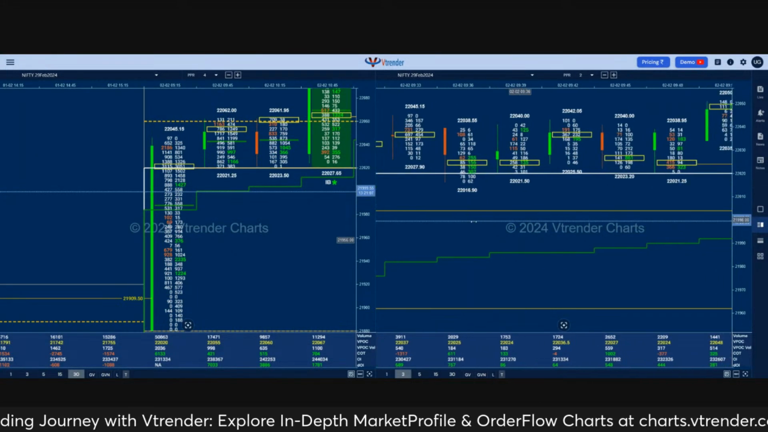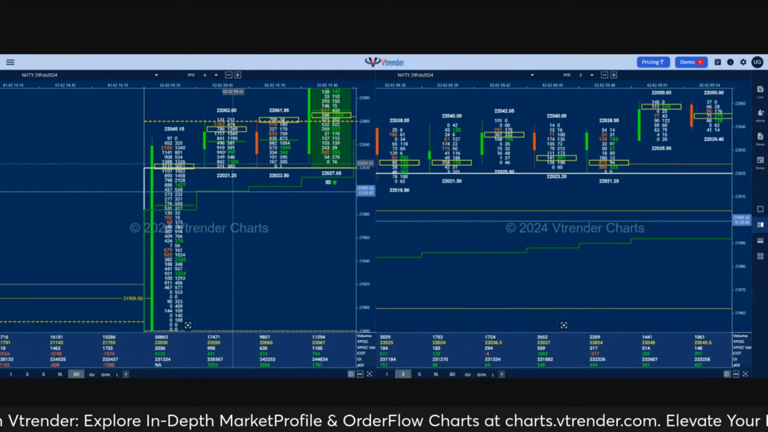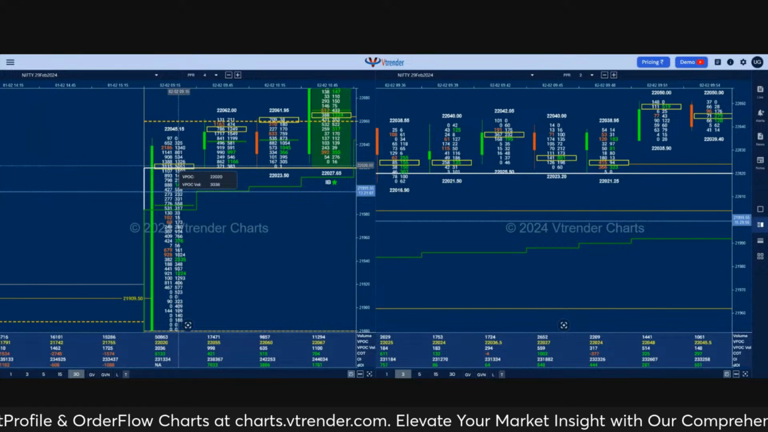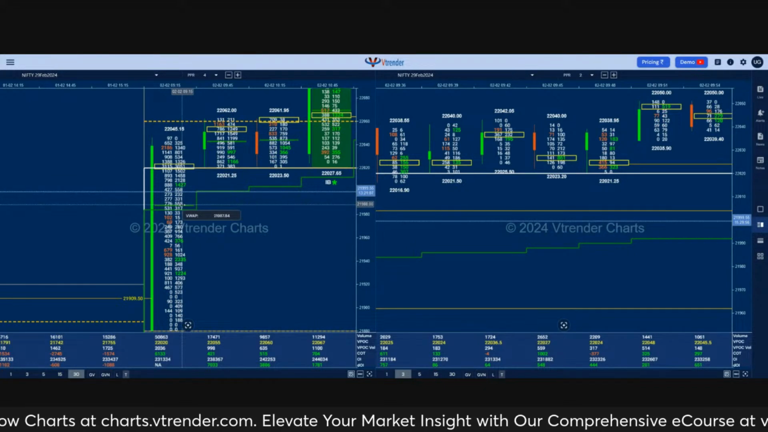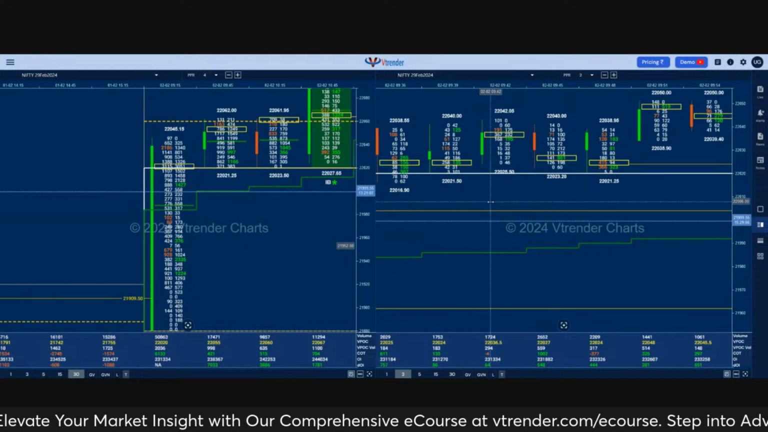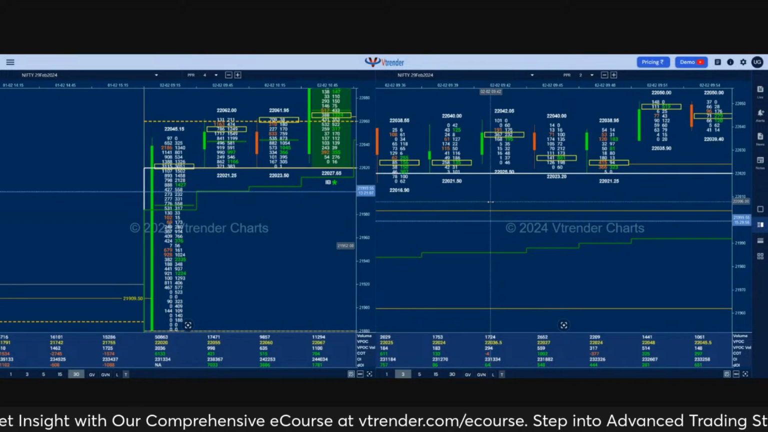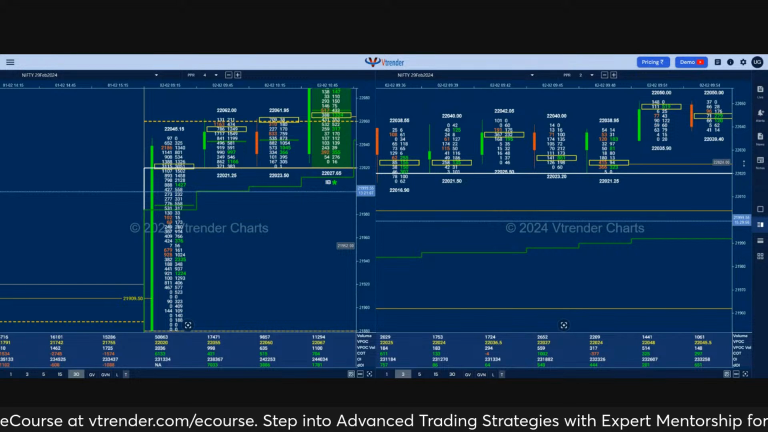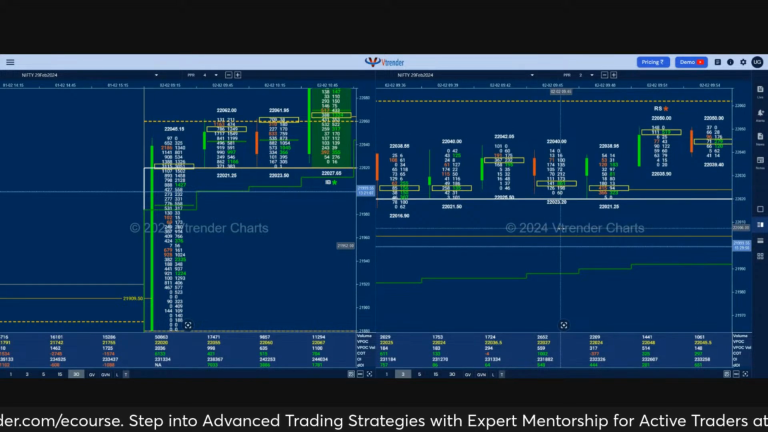So 9:15 to 9:45 is the A period. Once the A period gets over, we have these two references which I had told. 22020 is the POC of the A period and 21987 is the VWAP. As long as these two are holding and we are getting some kind of buying signal at these levels, we can look to enter long into the market.